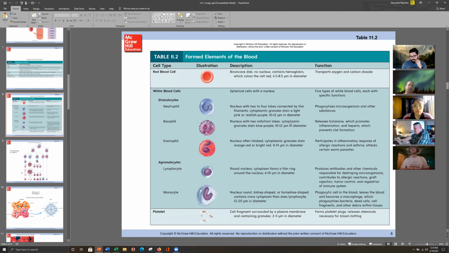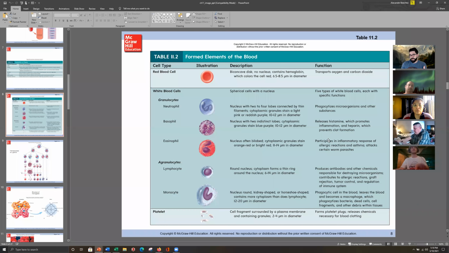Then we have basophils, so nuclei with 2 distinct lobes. Cytoplasmic granules will stain bluish purple, and they're roughly 10 to 12 microns in diameter. These guys are going to initiate the inflammatory response. So these are part of our complement system.